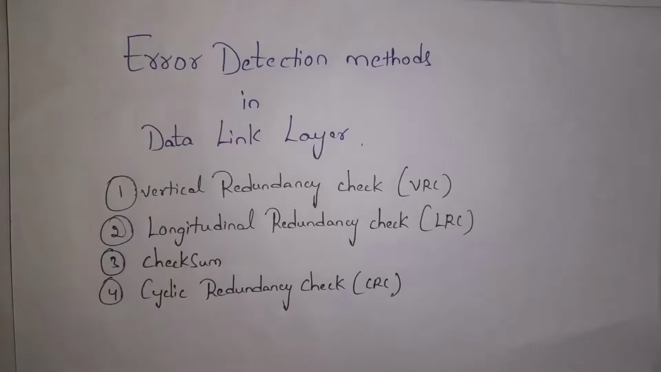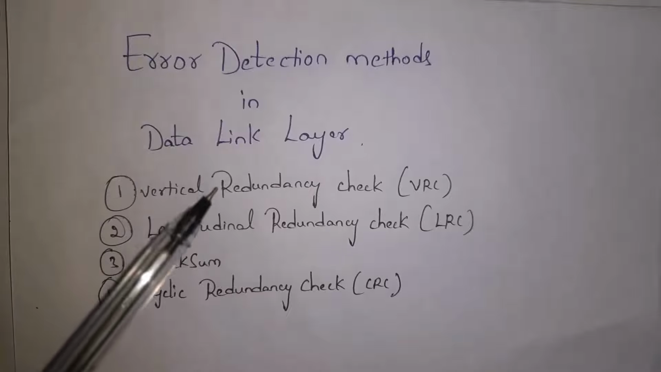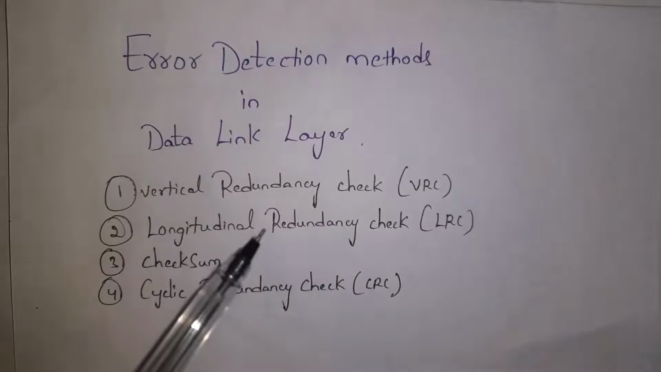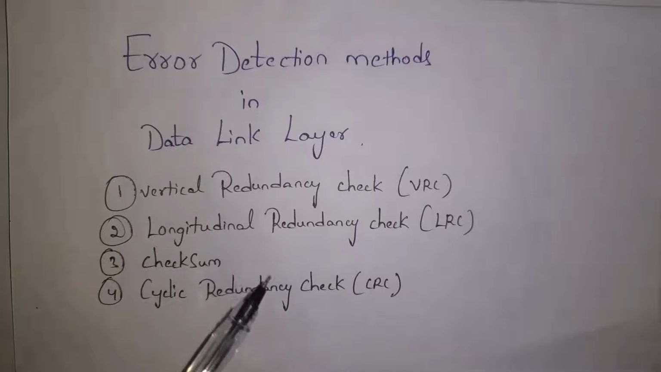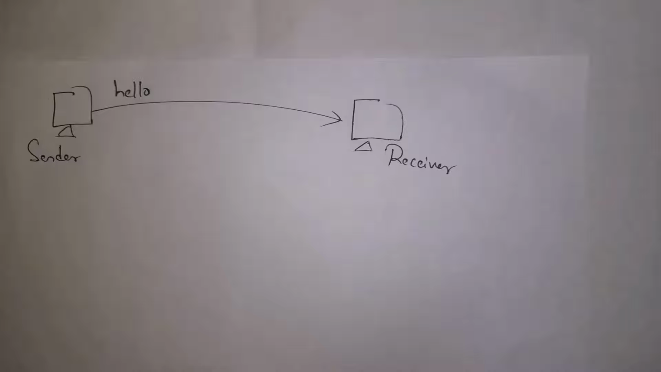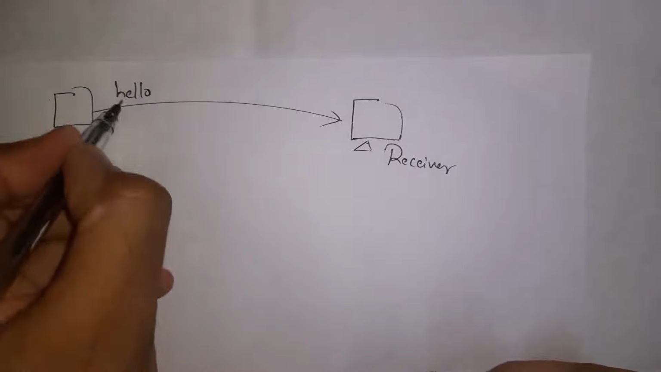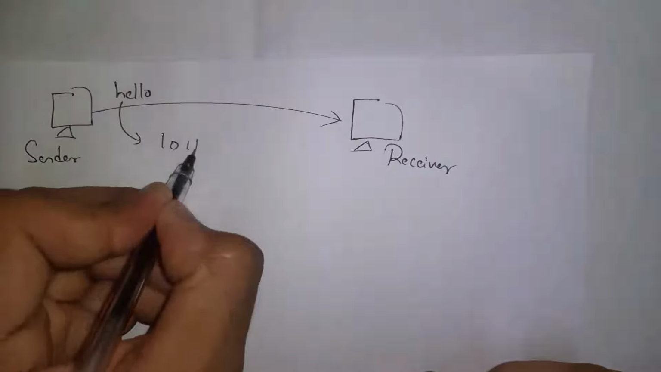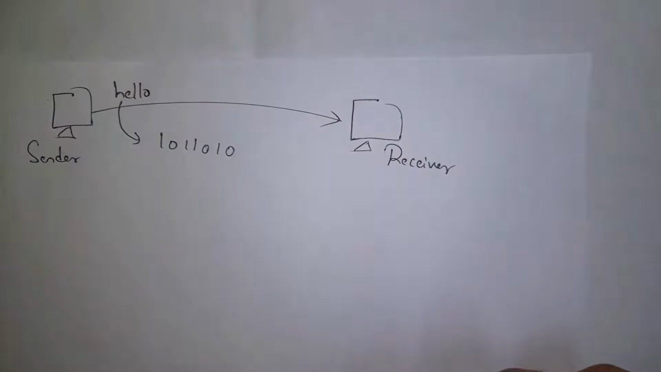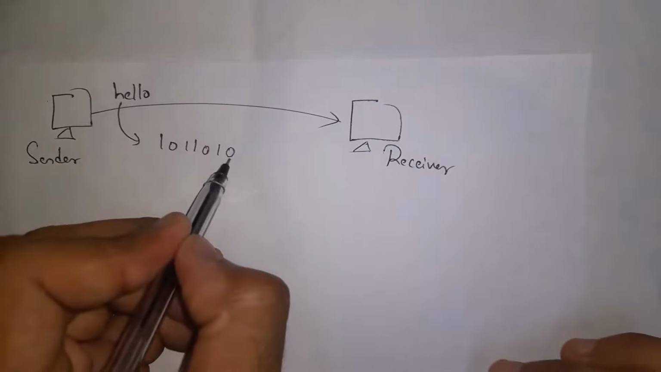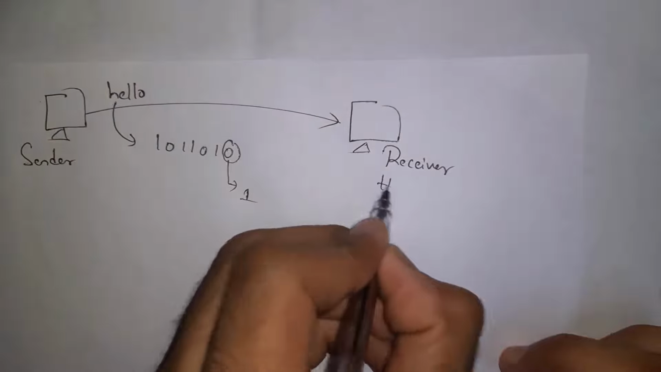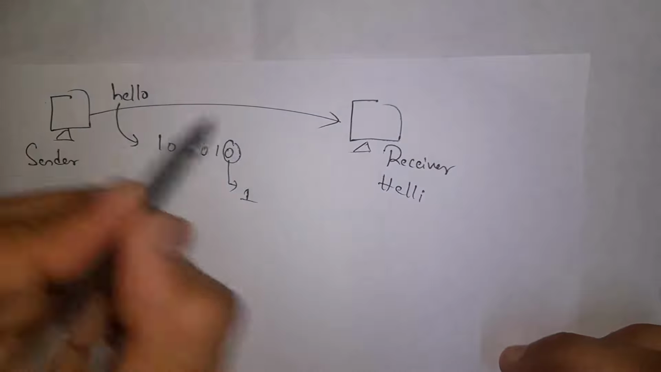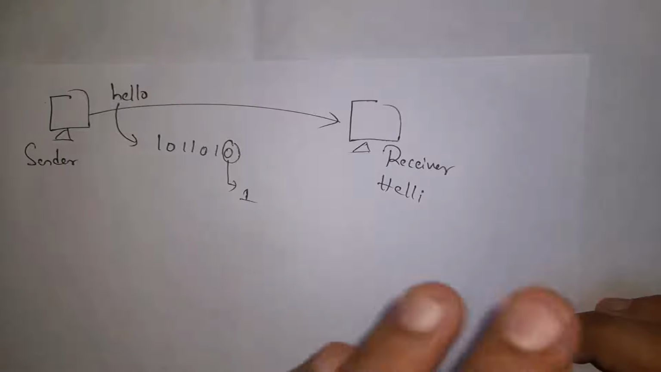Let's get started. Before explaining various error detection methods, at first you need to know what is error detection. Error detection is the process of identifying errors in data transmission. For example, sender will send data like hello. Let us say hello binary code is 10111010. Whenever sender sends data, due to some noise and interference, this last bit 0 is converted to 1. As there is bit change, receiver may receive wrong data like HELLI. In place of O, receiver will receive data I, which is wrong message.